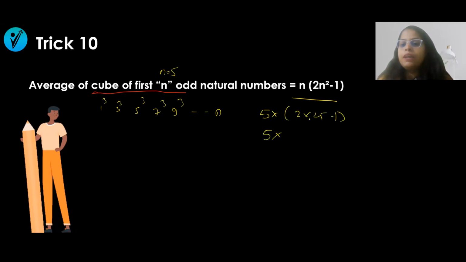So what will it be? 5 into (50 minus 1). That means 5 into 49. So it will be equal to what? 5 nines are 45, carry 4. 20 plus 4, it will be 245. So this will be the formula.